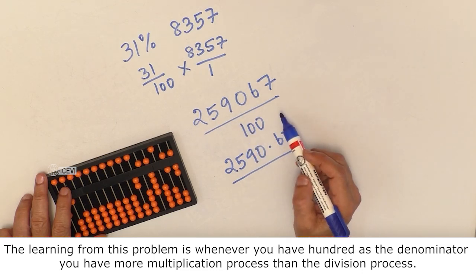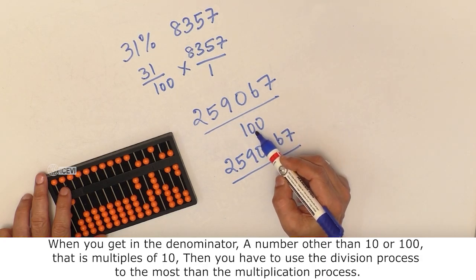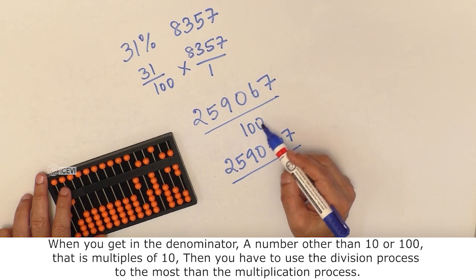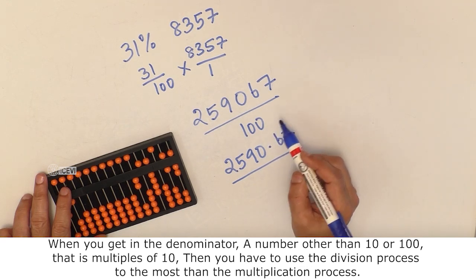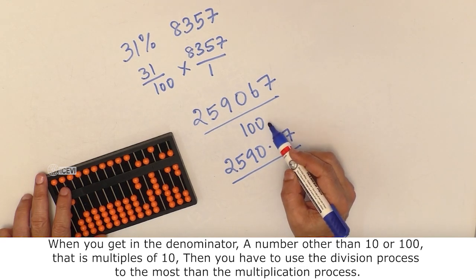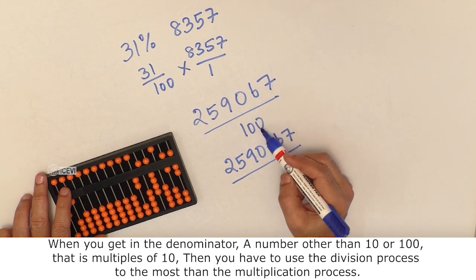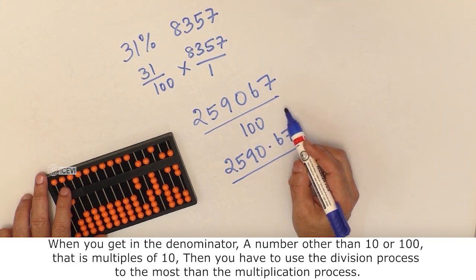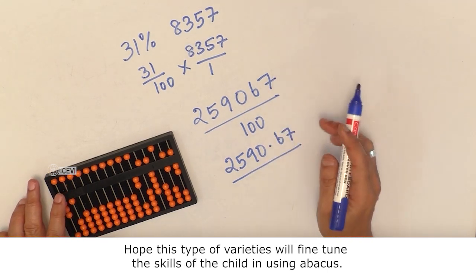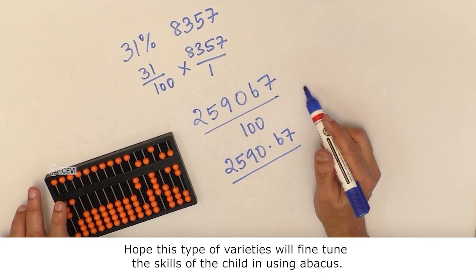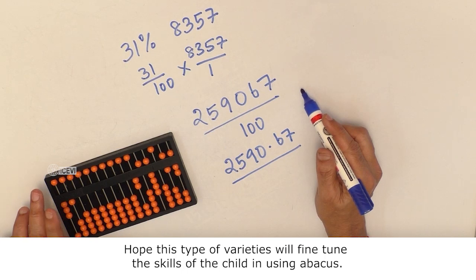The learning from this problem is whenever you have 100 as the denominator, you have more multiplication process than the division process. When you get in the denominator a number other than 10 or 100, that is multiples of 10, then you have to use the division process to the most than the multiplication process. Hope these types of varieties will fine-tune the skills of the child in using abacus.